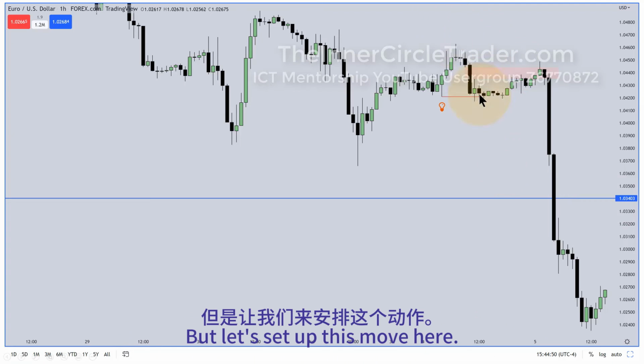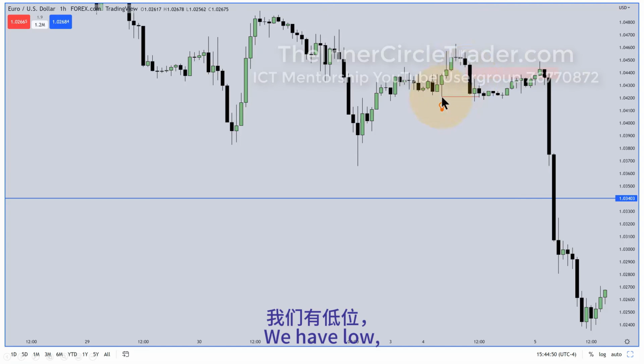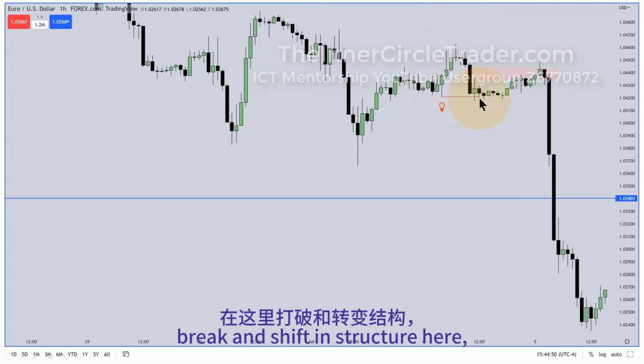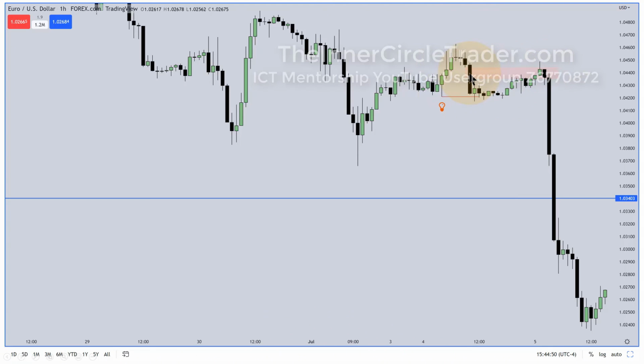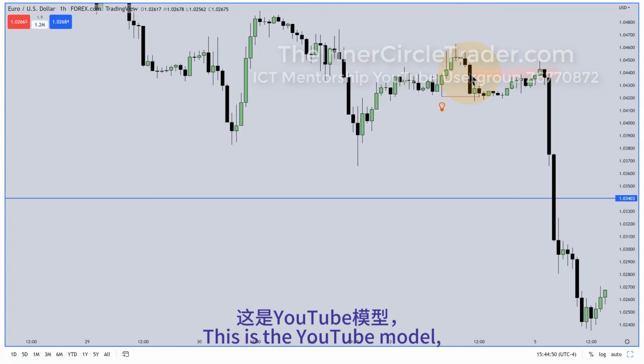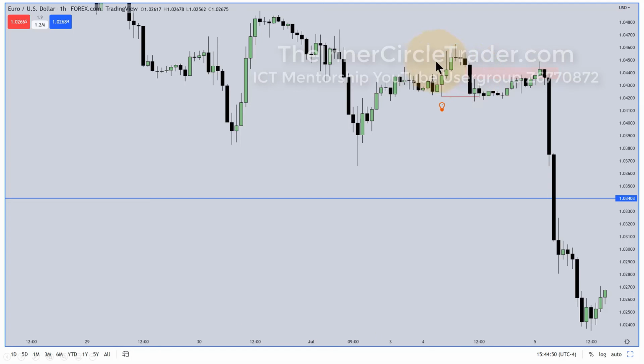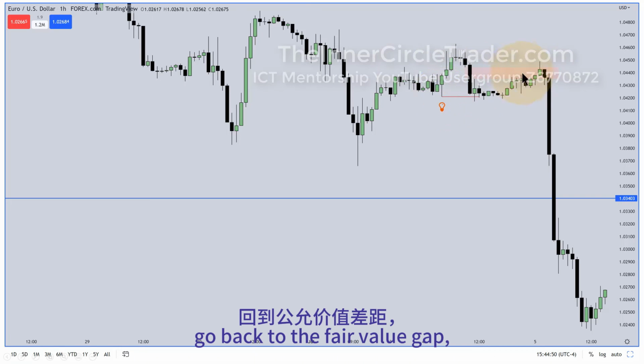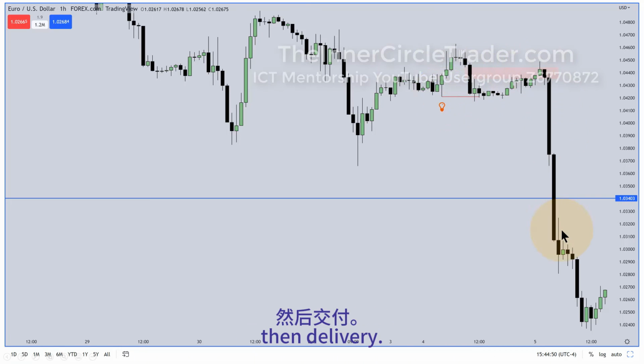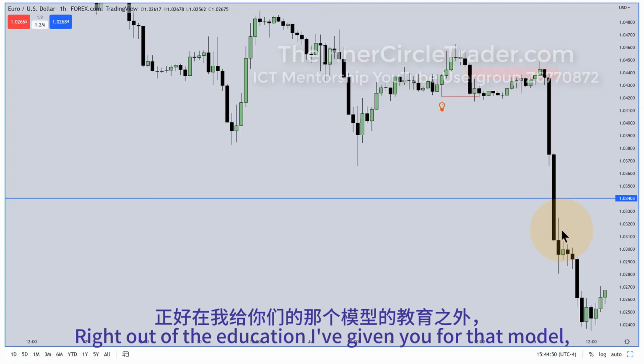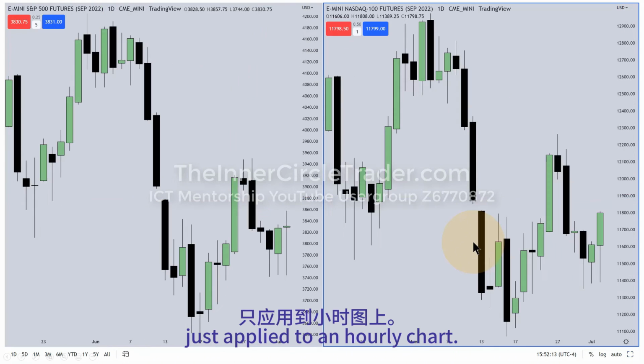But what set up this move here? We have low, high, break and shift in structure here. Retrace back to what? This is the YouTube model, or our model 13. Because we have buy side here, taken. We break to the downside, shift in market structure, go back to the fair value gap, bang, then delivery. Right out of the education I've given you for that model, just applied to an hourly chart.